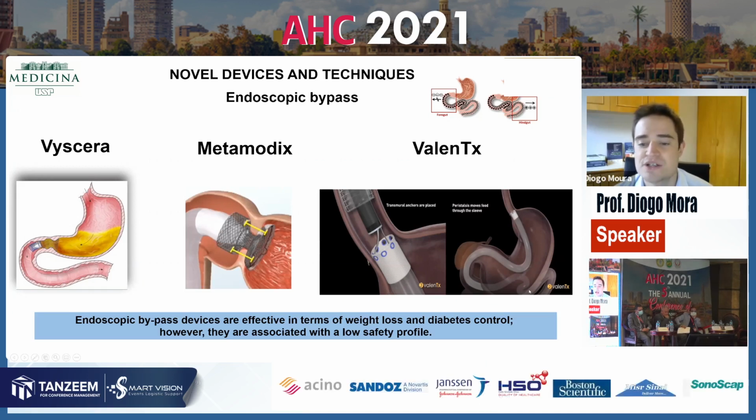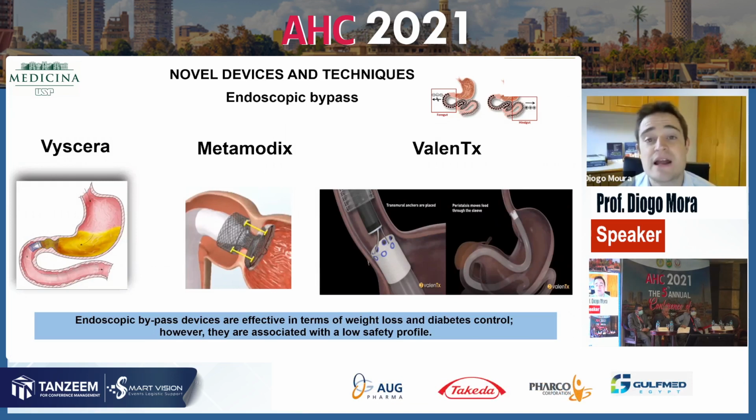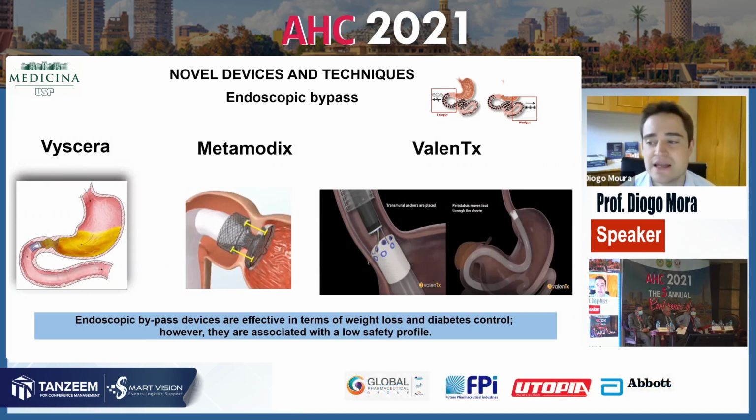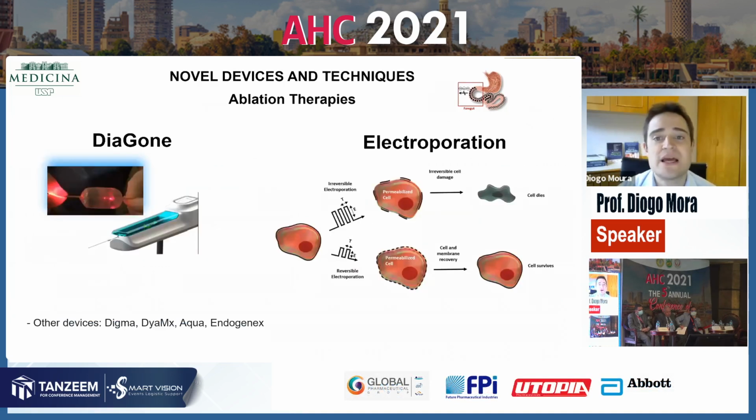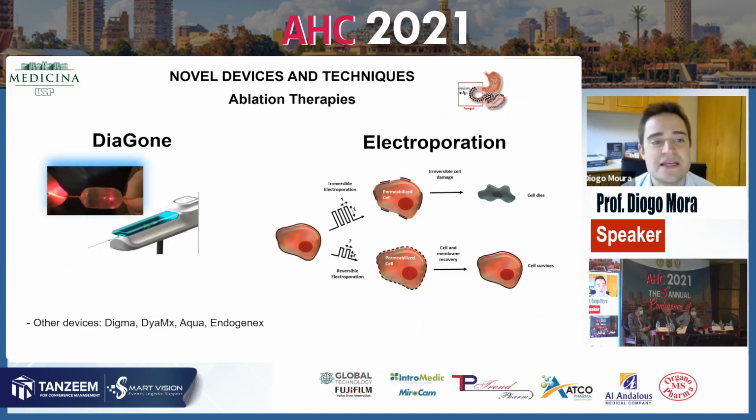So it's a larger sleeve, and all of these procedures are very effective in terms of weight loss and diabetes control. However, they are associated with a low safety profile. As I said, with EndoBarrier, these are stents, and we know it's hard to fix it then in the upper GI tract.